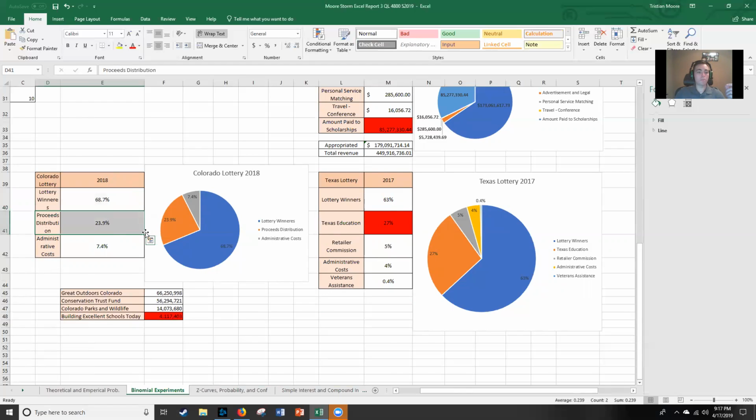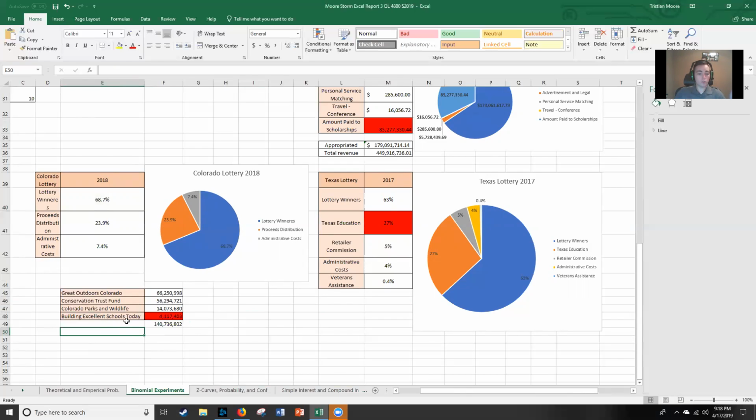Now, proceeds distribution. This is where the money they give, 23%, 24% nearly, and that is represented by this number right here. And I want to actually sum these up because I'm curious. So $140 million is appropriated for these organizations: the Great Outdoors Colorado, the Conservation Trust Fund, Colorado Parks and Wildlife.